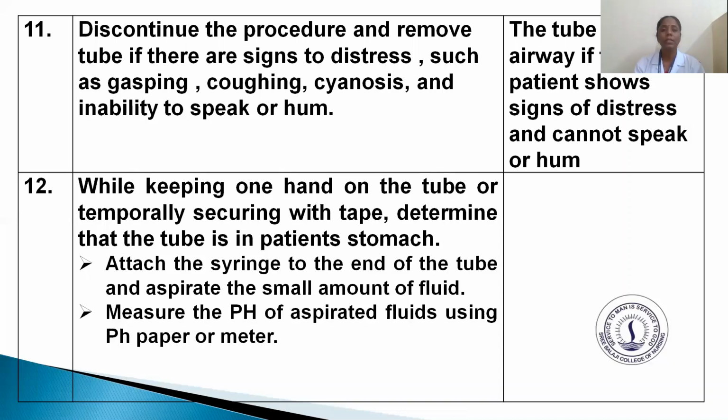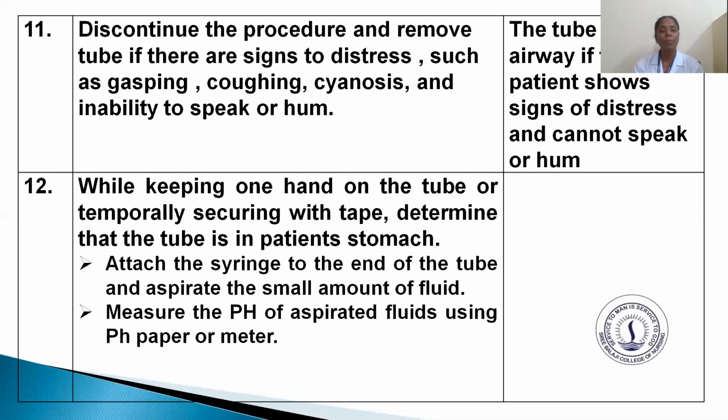11th, discontinue the procedure and remove the tube if there are signs of distress such as gasping, coughing, cyanosis, and inability to speak or hum. This is the 11th point. The tube is in the airway when the patient shows signs of distress and cannot speak or hum.